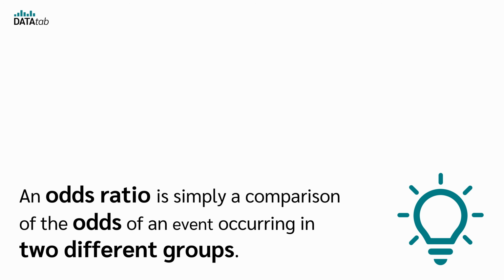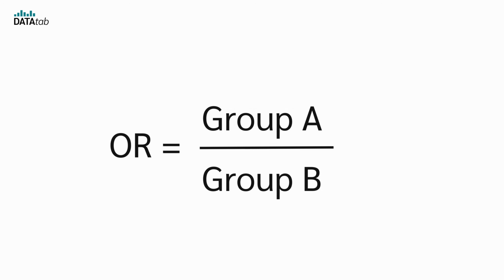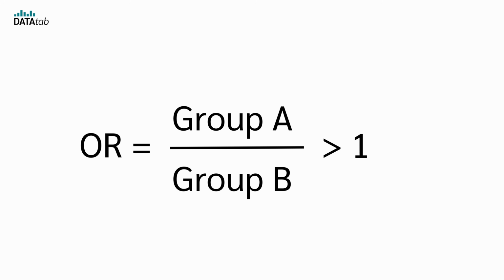So an odds ratio is simply a comparison of the odds of an event occurring in two different groups. The odds ratio indicates how much more likely the event is to occur in one group compared to the other group. If the odds ratio is greater than 1, the event is more likely to occur in the first group. If it is less than 1, the event is less likely in the first group.